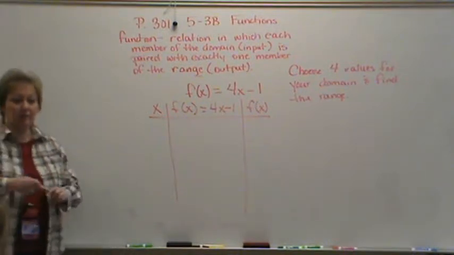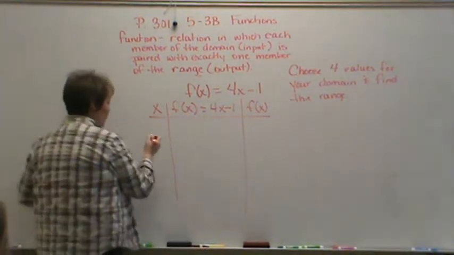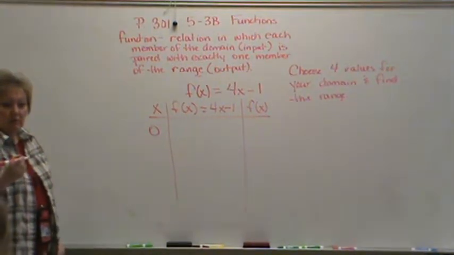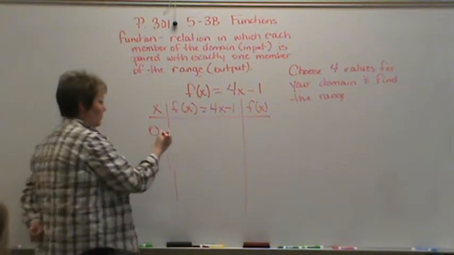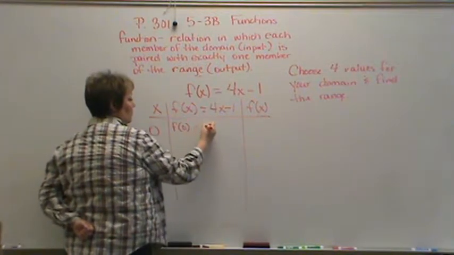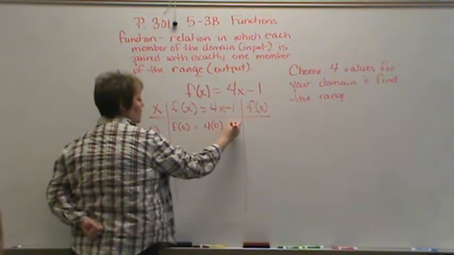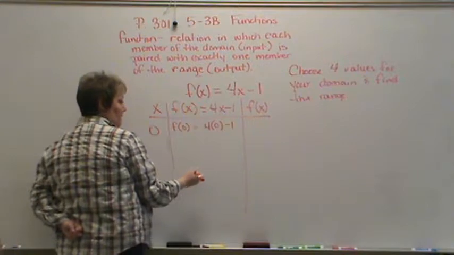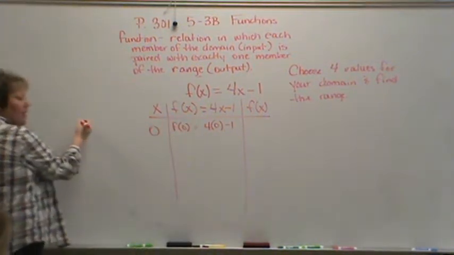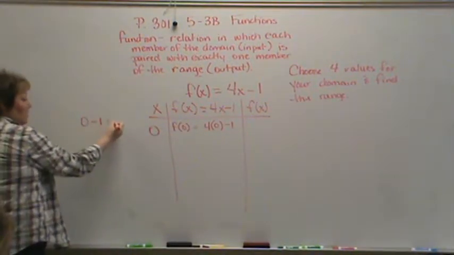Zach, give me a value. 0. Just one value. Okay? Zach chooses 0. So Zach, what do I do with the 0? You put 4 times 0, and then minus 1. Well, let's look at it. 4 times 0 is what? 0. And 0 minus 1 is? -1. Good.